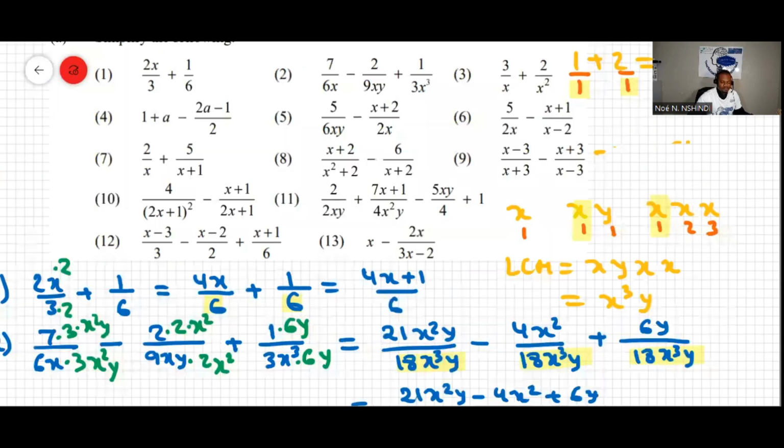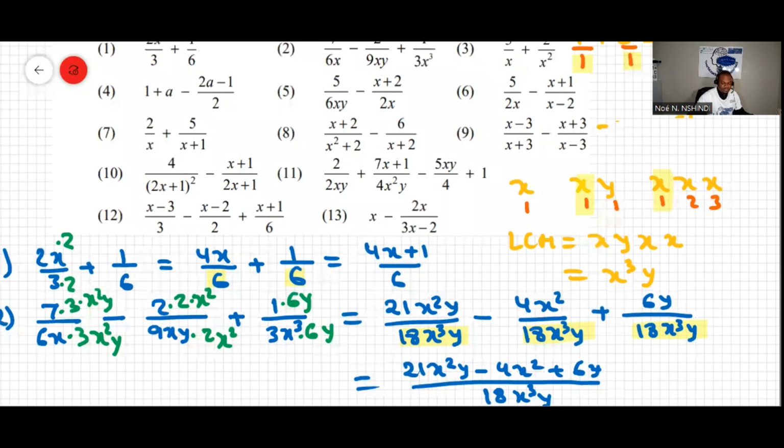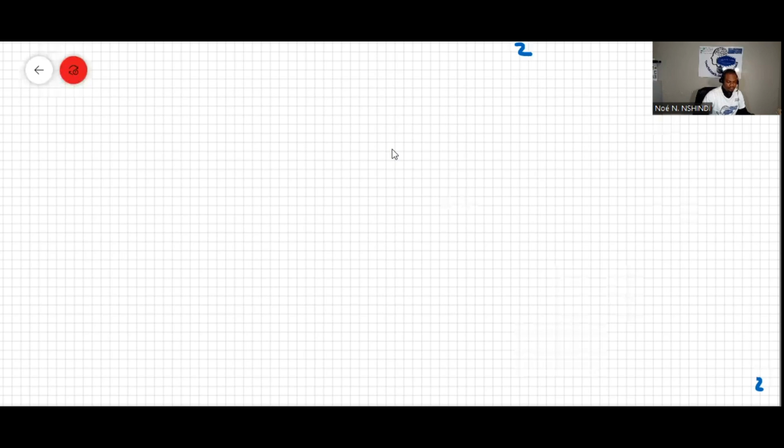And then I will leave question 5 because it's similar to question 2. Or maybe we should do question 5 and then I'll leave question 6. Which one do I do? I do question 5. So 5 over 6xy minus x plus 2 over 2x. So let's do it. Question 5: it is 5 over 6xy minus x plus 2 over 2x.